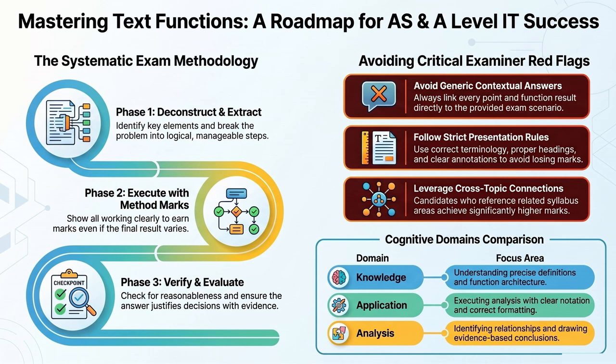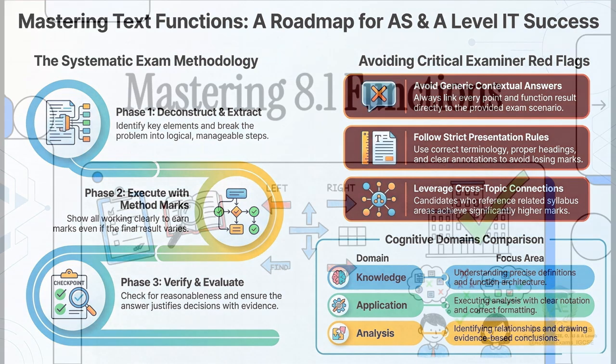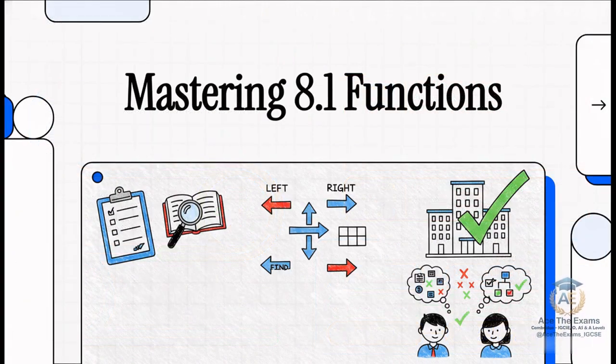Welcome to the Explainer. Today, we're taking on the absolute ultimate challenge. We are going to construct a flawless architectural blueprint for tackling one of the most notoriously tricky areas across the Cambridge Computer Science and Information Technology syllabuses. 8.1 Functions. Specifically, we're talking about string manipulation, those left, right, mid, and find functions that seem so simple in class but become absolute nightmares during an exam.